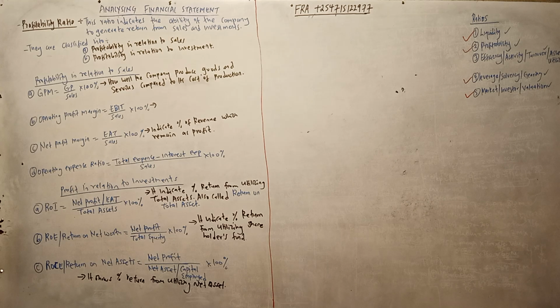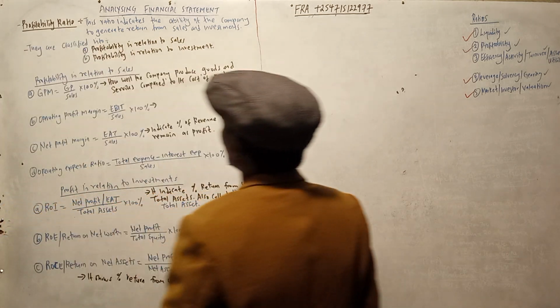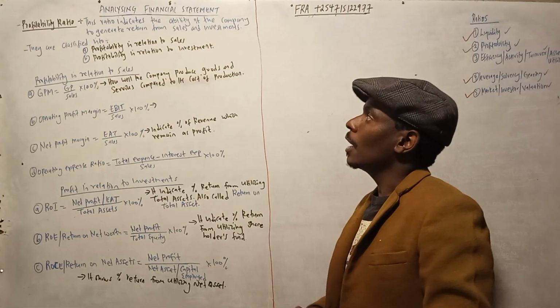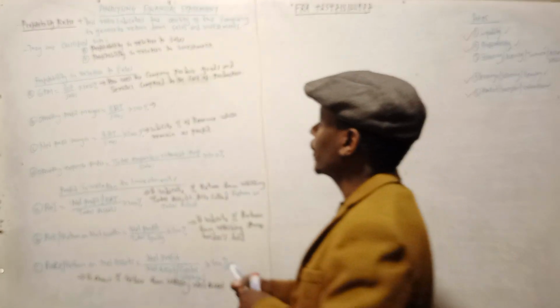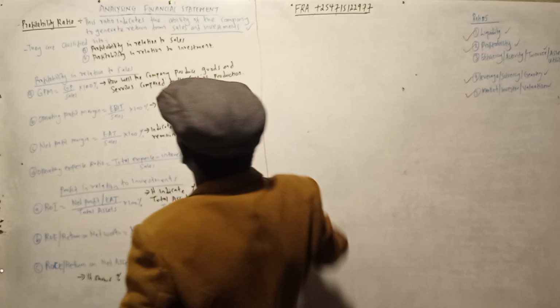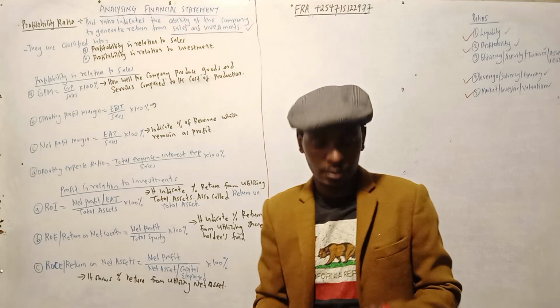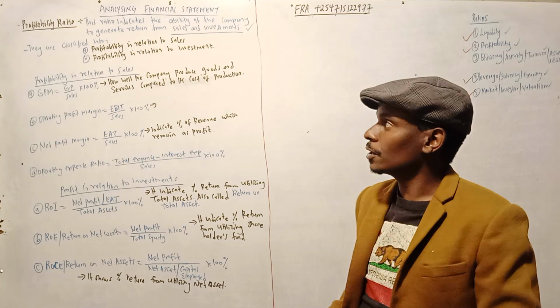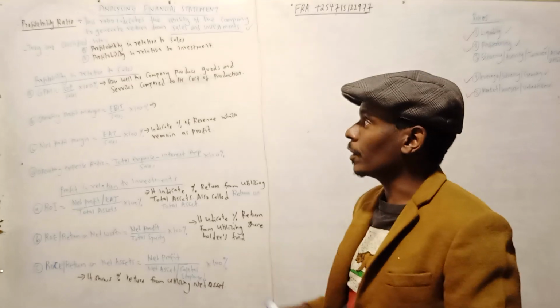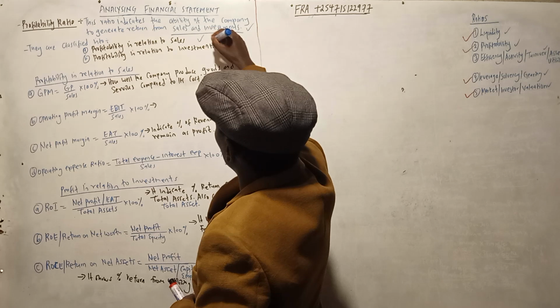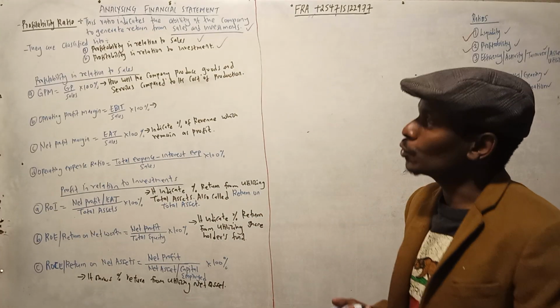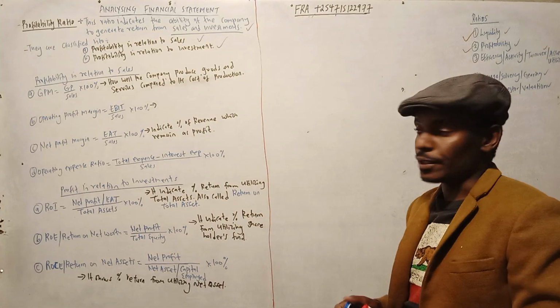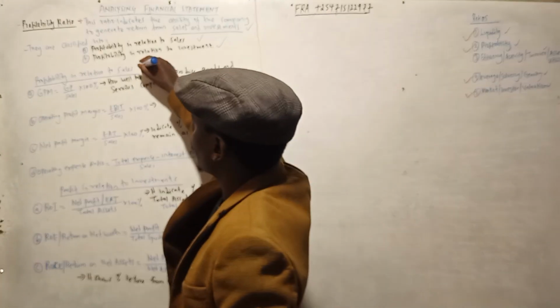For profitability ratio, we have several of them. We are going to explain them in one part, as you can see here. Profitability ratios are the ratios which indicate the ability of the company to generate return from its sales or investment. So we have 2 of them: profitability in relation to sales and profitability in relation to investment. Let's start with the first one, profitability in relation to sales.